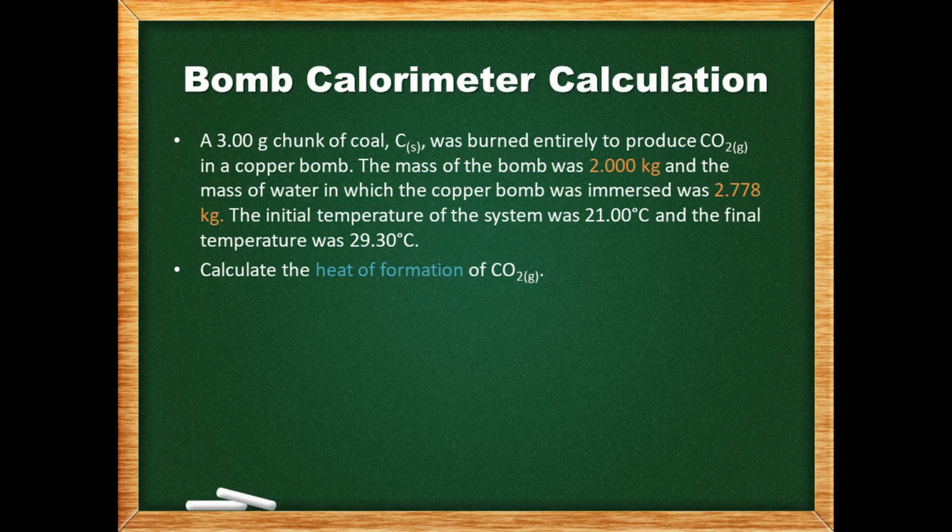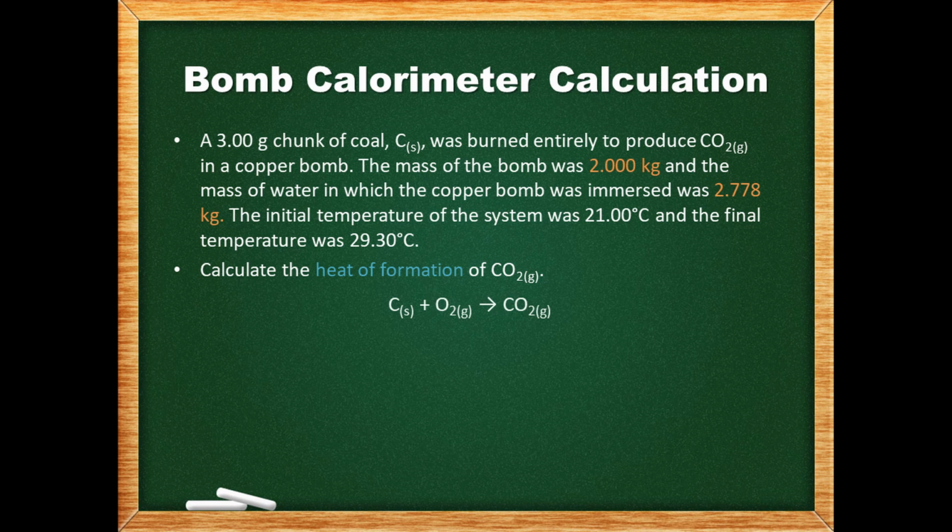Now we will do a calculation involving a bomb calorimeter. A chunk of coal, which is just carbon, was burned entirely to produce carbon dioxide in a copper bomb. We are given the mass of the bomb and the mass of the water it was immersed in. During the reaction, the temperature of the system increased from 21 degrees Celsius to 29.3 degrees Celsius. We are asked to calculate the heat of formation of carbon dioxide.